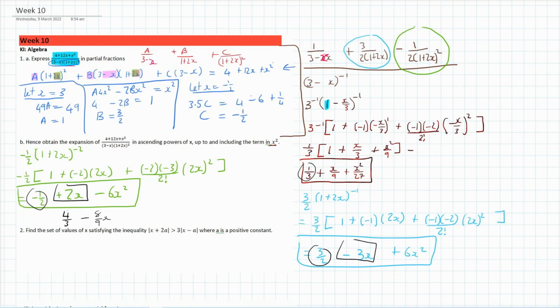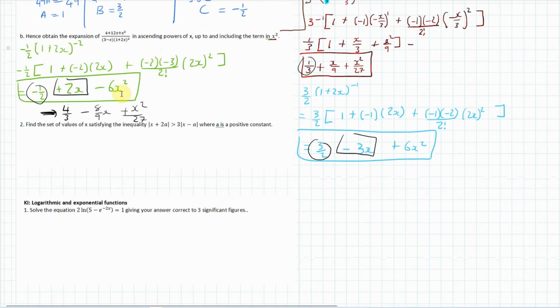And then the next one will be just x squared over 27, because the other parts cancel each other out. So that should be our final result here. Hopefully I've done that correctly and haven't made any silly errors along the way.